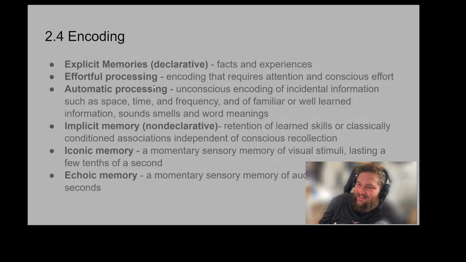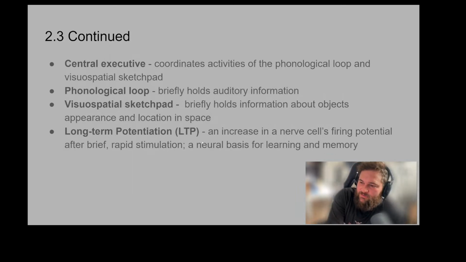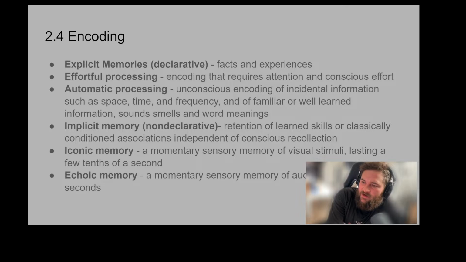Explicit memories are declarative. You can declare that you were there. Nice. Effortful processing is a type of encoding that takes a lot of work. Automatic processing is unconscious encoding of incidental information. Like, you know all the things happening around you. You don't have to think about it. Implicit memories are non-declarative. These are things that you have learned or associations that you've made. Iconic memories, momentary sensory and visual stimuli. Iconic and echoic go back to visual, spatial, and phonological loop.